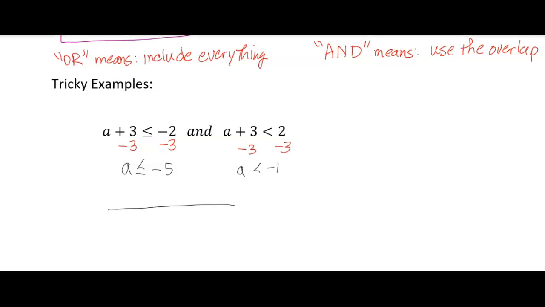And then we graph up the two inequalities as if they were just two independent inequalities, as if they had no relationship with each other at all. A less than or equal to -5 looks like that. A less than -1 looks like that. And then at the very, very end, you suddenly pay attention to the word in the middle. Here, the word is and. Remember what and means, right? At the top of the screen, and means your solution is the overlap of the two.